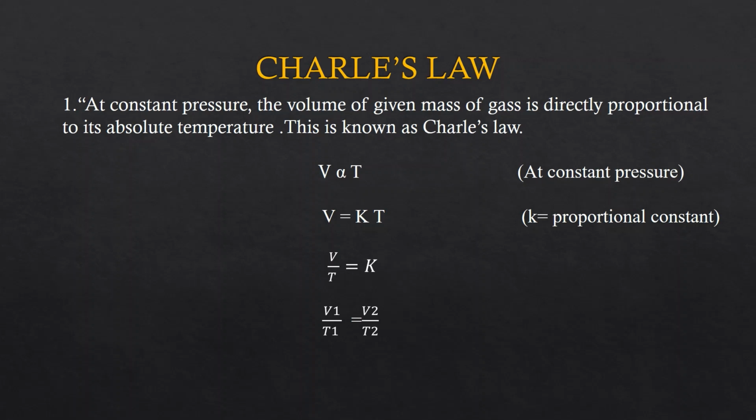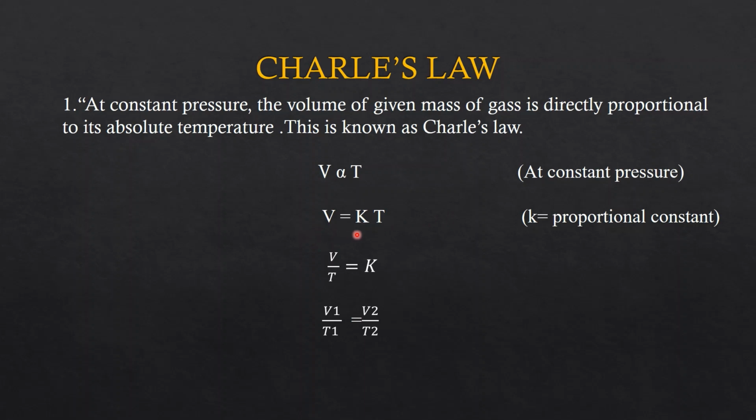Charles' Law. At constant pressure, the volume of a given mass of gas is directly proportional to its absolute temperature. This is known as Charles' Law. What is meant by directly proportional? If the temperature increases, the volume of the gas also increases. So V is directly proportional to T at constant pressure.